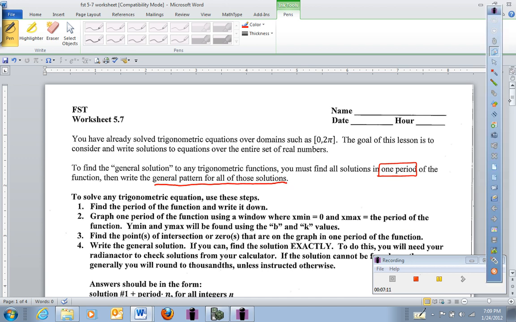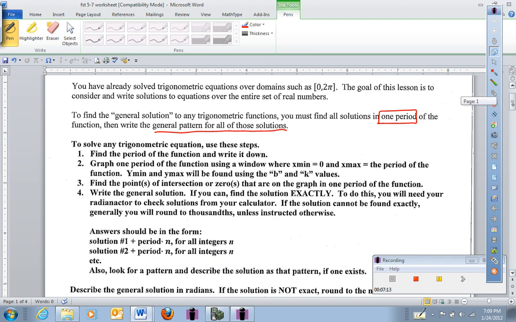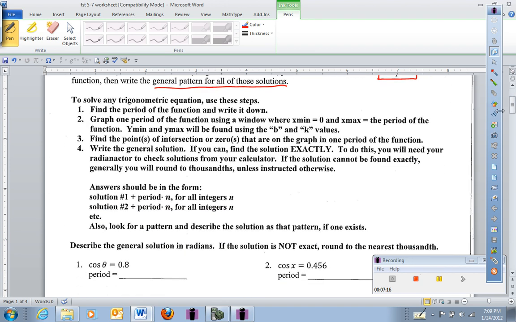To solve the trigonometric equation, we're going to use these steps. We're going to find the period of the function. We're going to write that down. Now, I've taught this for a number of years, and I know that everybody thinks the period of the function is always going to be 2 pi no matter what we have. And so it's very, very important that you find the value of a in the problem and then find one period of the function so that you're just looking at that one period to find all the solutions in one period. When you do that, then you'll be able to generalize it a lot easier.